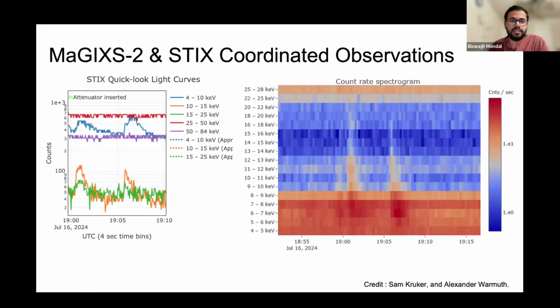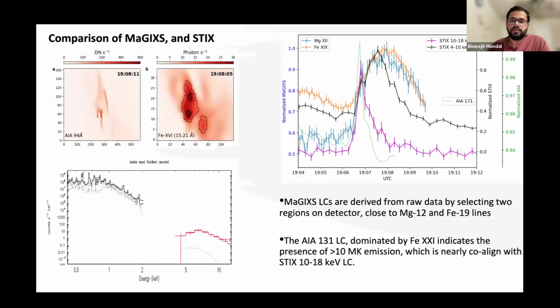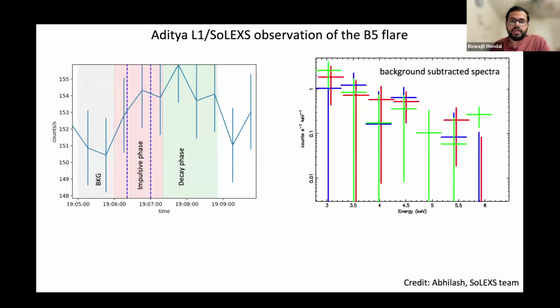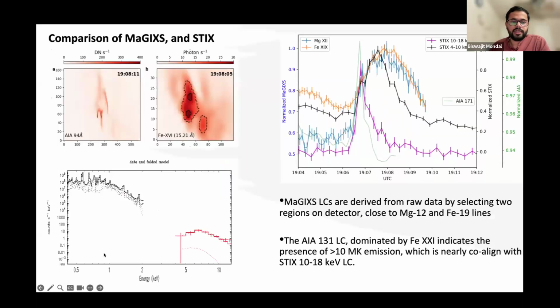This is just a summary, and we also compared how this flaring light curve looks in STIX and MaGIXS. These are coming from MaGIXS, and this is STIX, and this is how the spectrum looks. MaGIXS can give us a high resolution spectrum at lower energy, whereas STIX covers higher energy. So that would be something interesting for a joint analysis. We also have joint observation with Aditya-L1 SoLEXS, which can cover the intermediate spectrum in between.